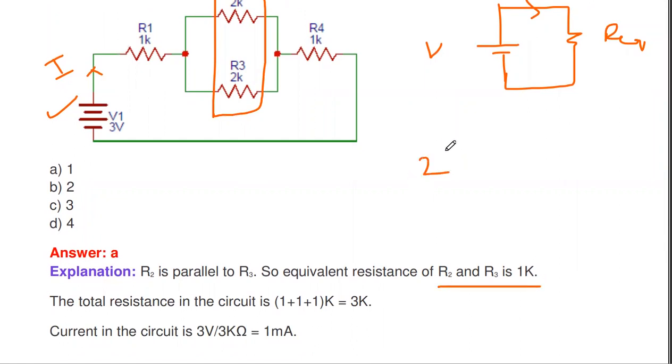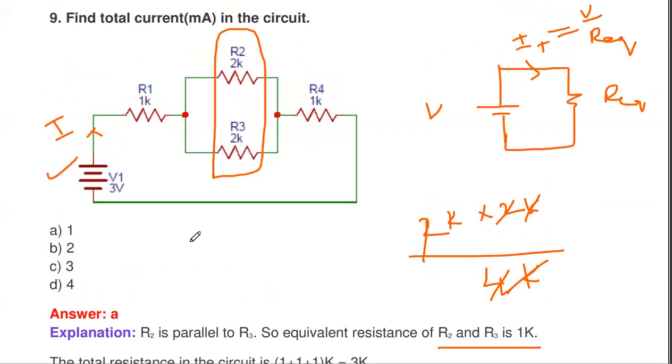That is 2 kilo ohm, 2K into 2K divided by 4K. Okay, 2 plus 2, 4K. So here 1K is cancelled. 2 into 2, 4. 4 is also cancelled. So we can get 1 kilo ohm.